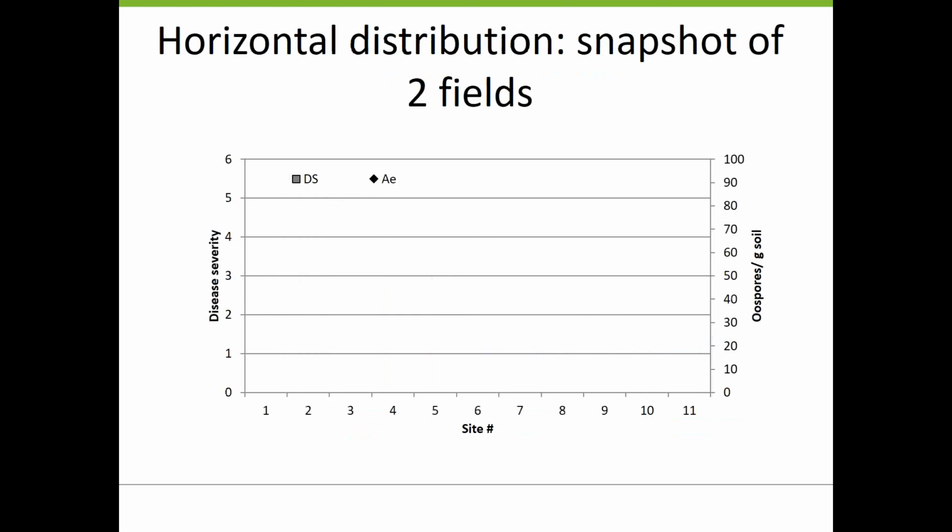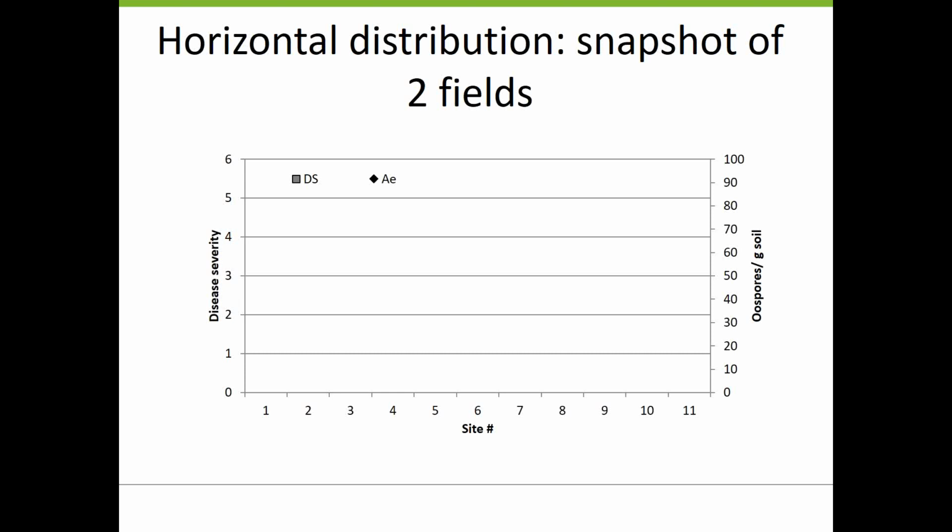And then the other thing I want to talk about here is the horizontal distribution. This is a little bit harder to wrap my head around and figure out how we can summarize the results from 55 fields and the distribution patterns of Aphanomyces without sitting here and showing individual slides for 55 fields. So what I've done is broken it down to provide a snapshot of 2 fields that showed very different distribution patterns. And then in the end, I will provide a summary of all the 55 fields.